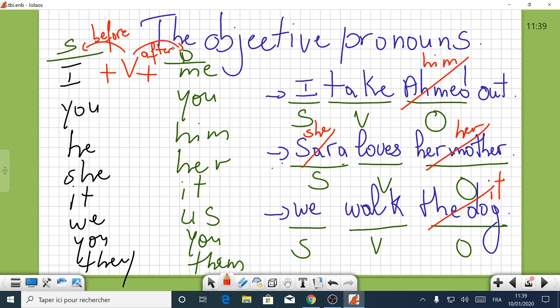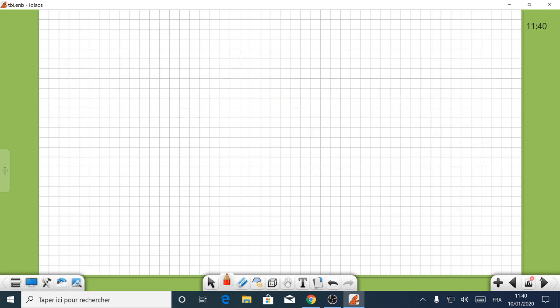And here we have three examples. I take Ahmed out. So what is Ahmed? Ahmed is an object. So an object and a male. So what is it here? It's him. I take him. Sarah loves her mother. So Sarah is a subject, verb, and we have object. And what is the object? Is a female. So the female can be replaced in the object position by her. And here we have we walk the dog. So the dog is an animal in the object place. So it is it. So what do we say? We walk it.